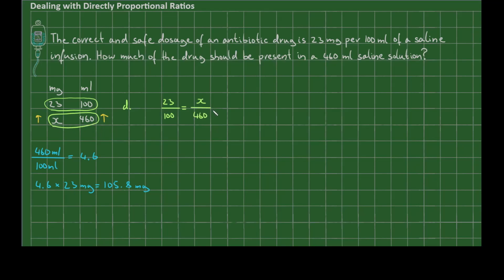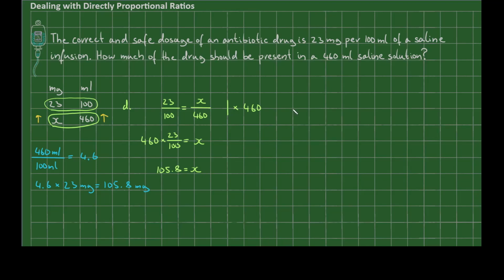Now I need to solve for x. In order to do that, x needs to stand alone on one side of the equation. Currently, this 460 is in the way. I'm dividing by 460, which means to transpose it, I need to multiply both sides by 460. And according to my calculator, this will give me 105.8 equals x. It is the same result.